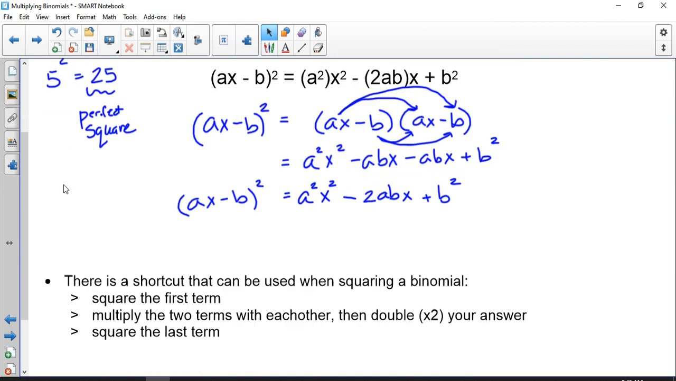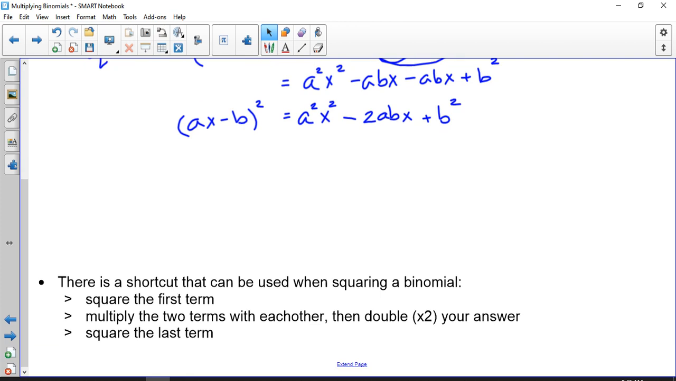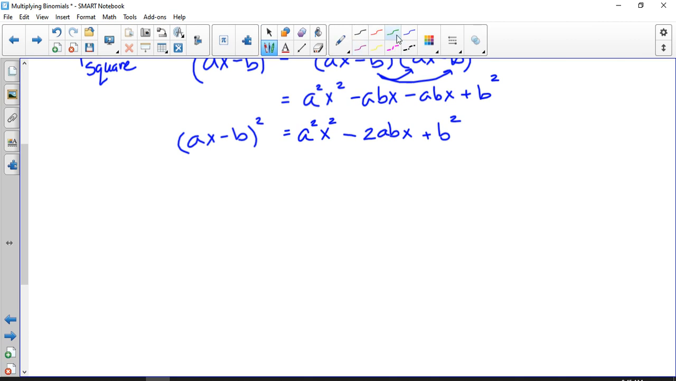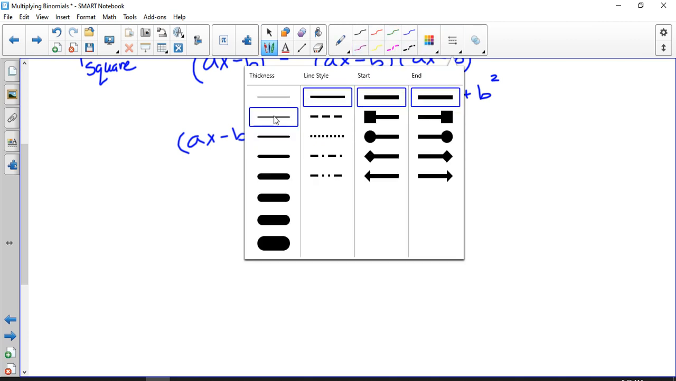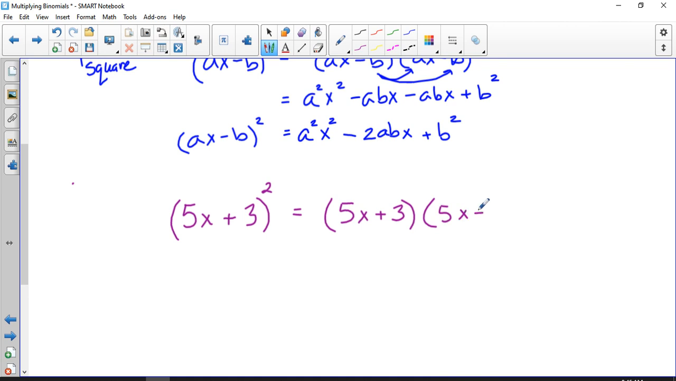All right, so let me show you the same shortcut using some actual numbers. Maybe it might make a little bit more sense. So using some actual values, let's take something like 5x plus 3. If I have 5x plus 3 and I square it, this is going to be 5x plus 3 times another 5x plus 3. That's what it means to square something: take your base and multiply it by itself.